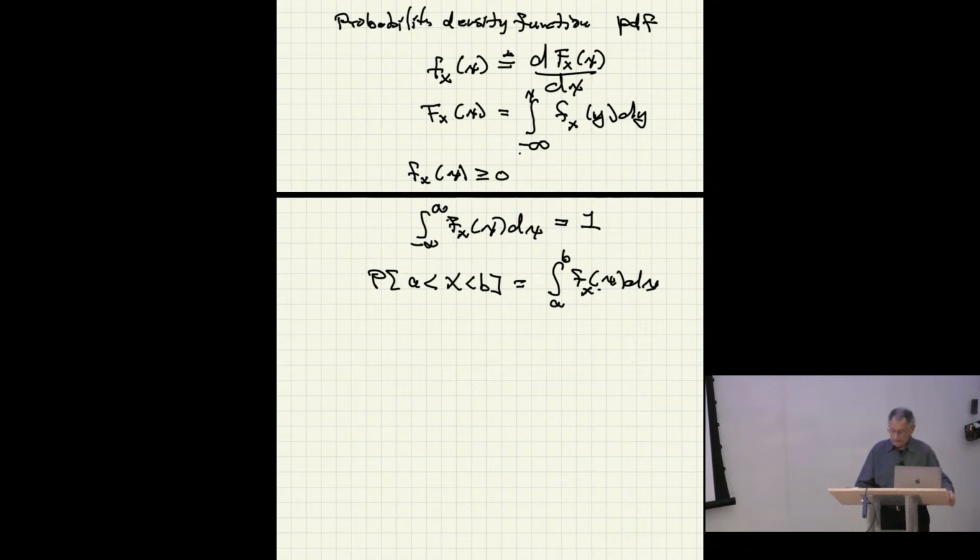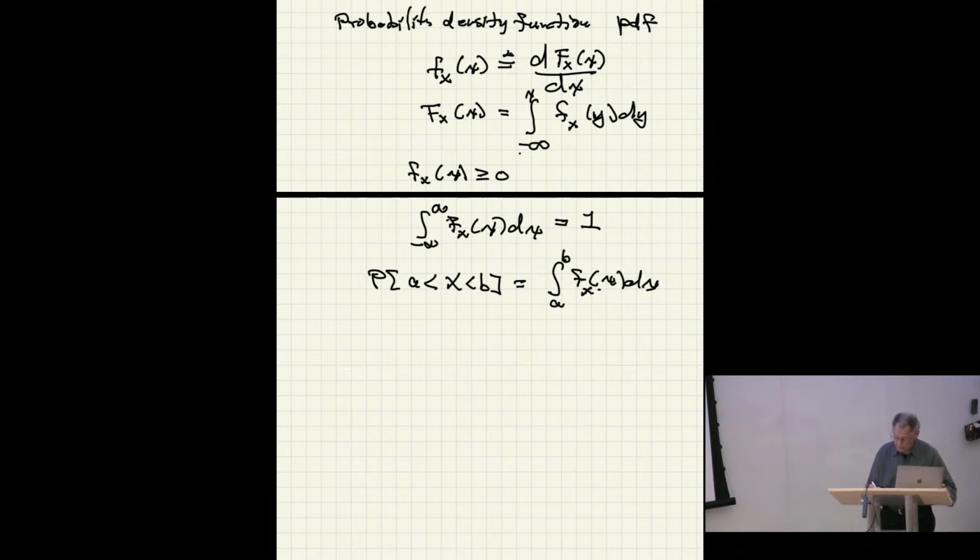Okay. Now you've seen all of this before, I hope. If not, it's just notation. The probability distribution function, capital PDF, is a little easier to understand, but little f is a little easier to manipulate. So we're going to use both. We'll use little f quite a bit. Okay, let's take an example.